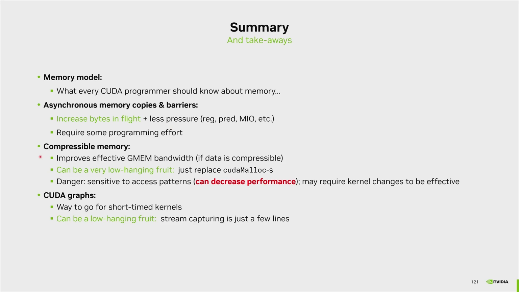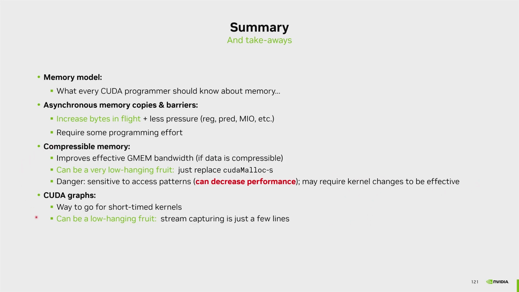Then I talked about compressible memory, which can improve effective global memory bandwidth in case your data is compressible. And it can be a very low-hanging fruit, because all you need to do is replace your cudaMallocs with compressible allocations. However, there is a danger here, because we talked about sensitivity to access patterns, and compressible memory can actually slow down your kernels. So it may require kernel changes to be effective.